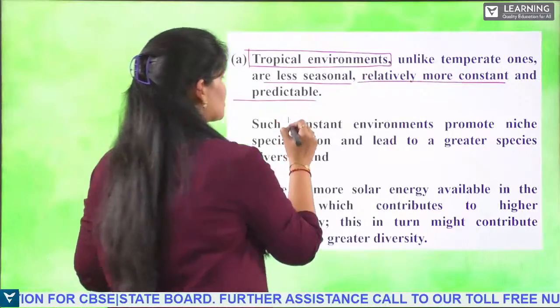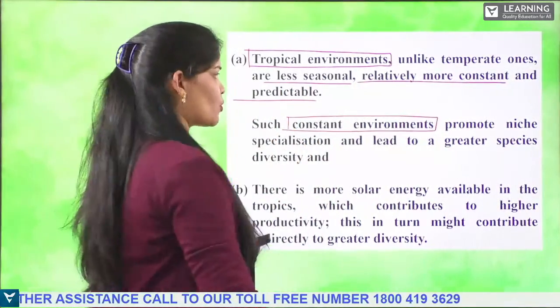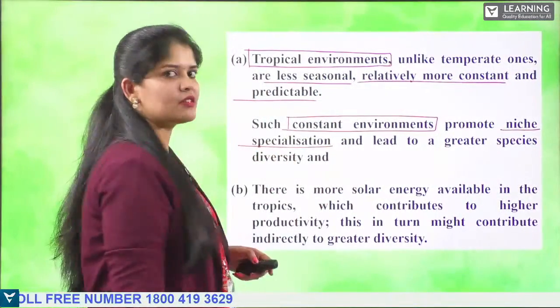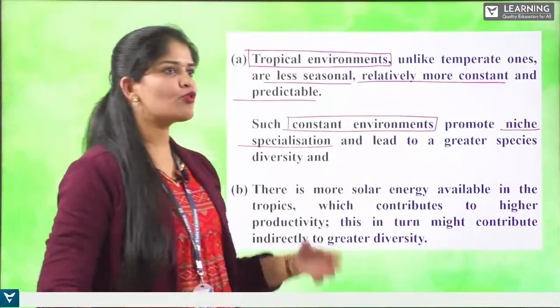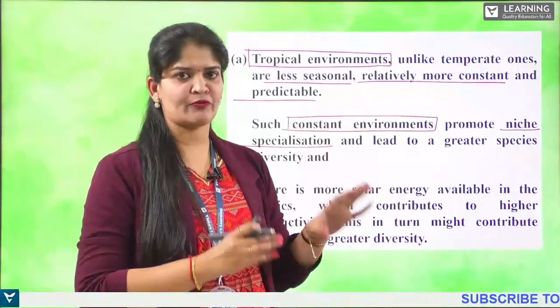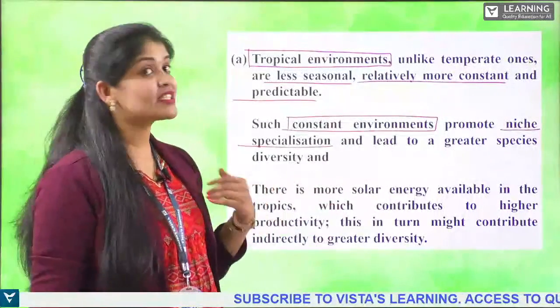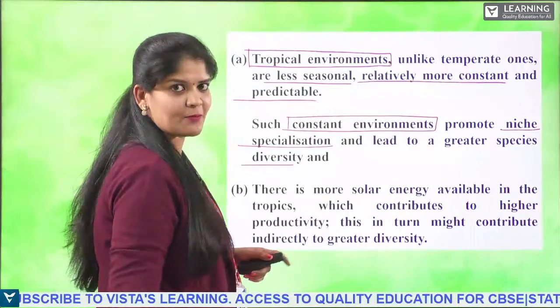Now, such constant environments promote niche specialization. That means comfortable adaptations to the habitat. Therefore, once the habitat is set, once the habitat is supportive, then the species can go for diversification. So it leads to greater species diversity, right?